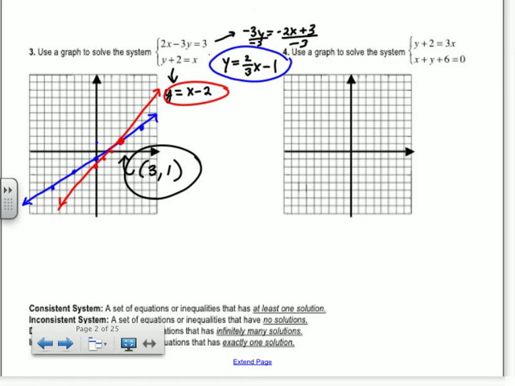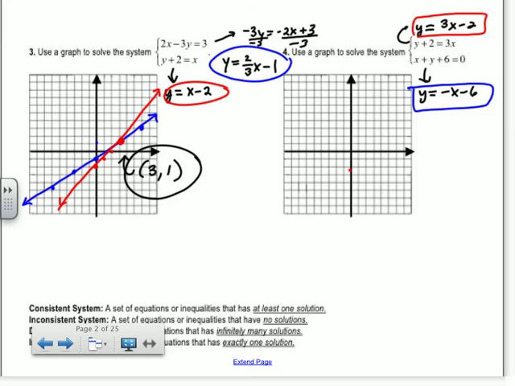All right, number 4, so use the graph to solve the system. So the first one, I'm gonna have y equals 3x minus 2. And the second equation is going to be y equals -x minus 6. Okay, so the first equation is y equals 3x minus 2.